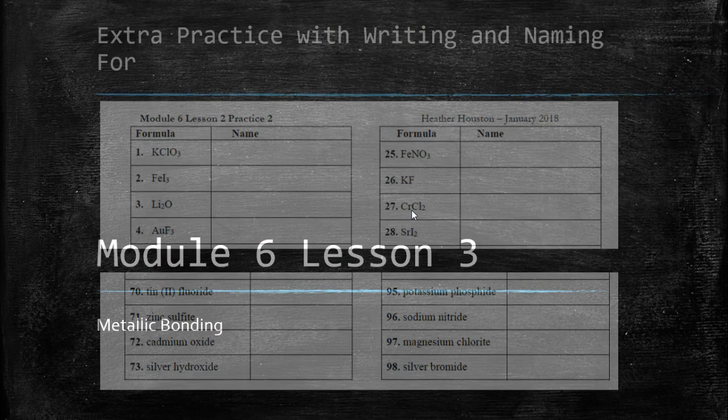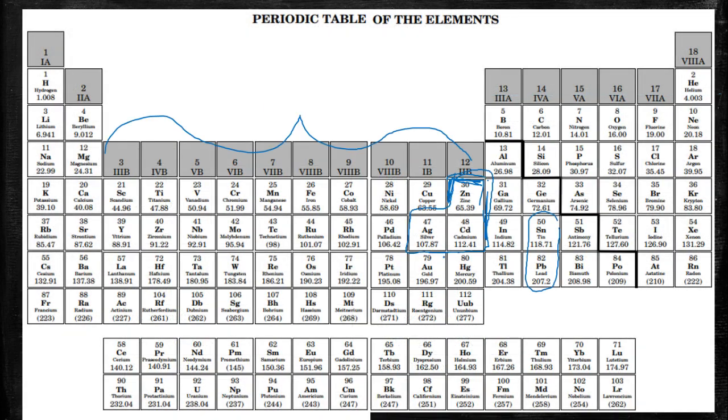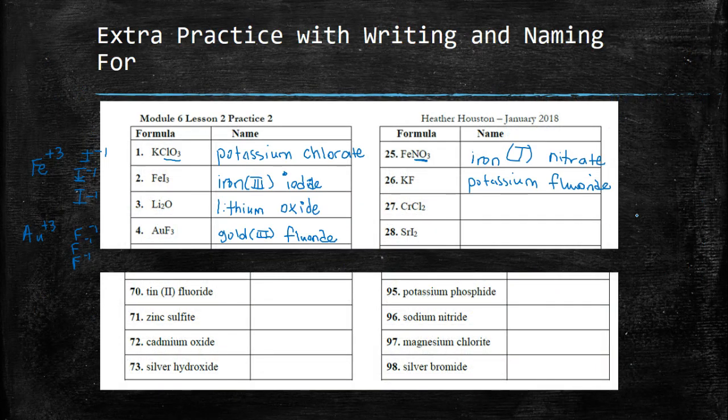CrCl2. Whoops, wrong way. Where's my Cr? Cr is right here. It's part of the B elements. That means it needs a Roman numeral. So you could work it out. You've got Cr and 2 Cls. Each Cl has a -1. I'm figuring that out off of the periodic table. If there's 1 chromium, that means it's got to be a +2 to cancel out 2 -1s. So we name it chromium 2 chloride.